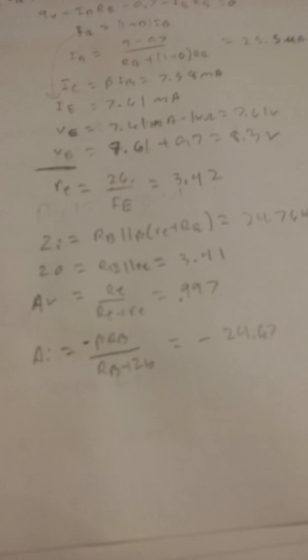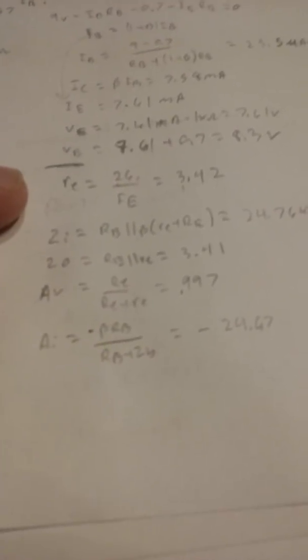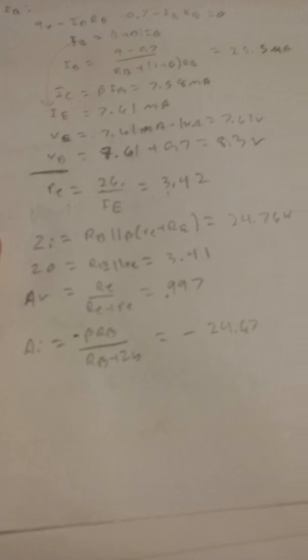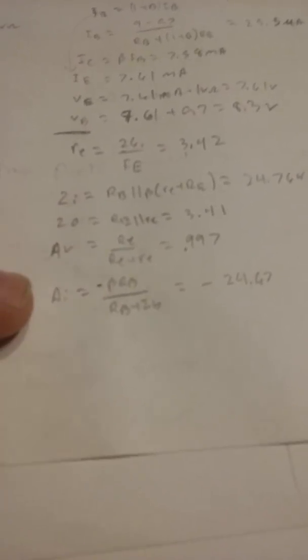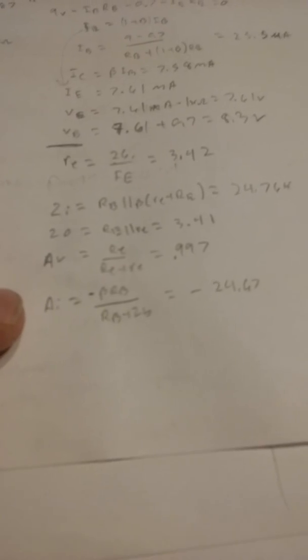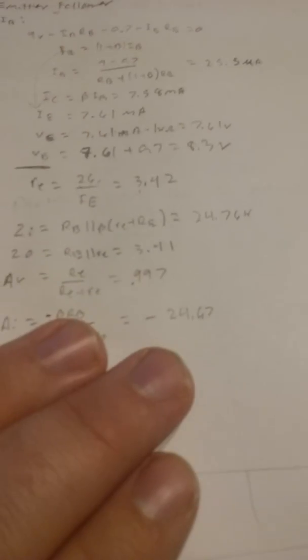I don't think this camera is ever going to focus. I worked out this model here. You can see some of that math. So RE is 3.42. Input impedance, output impedance, gain, which is about 1. Current gain, a little bit more important in this circuit, 24.